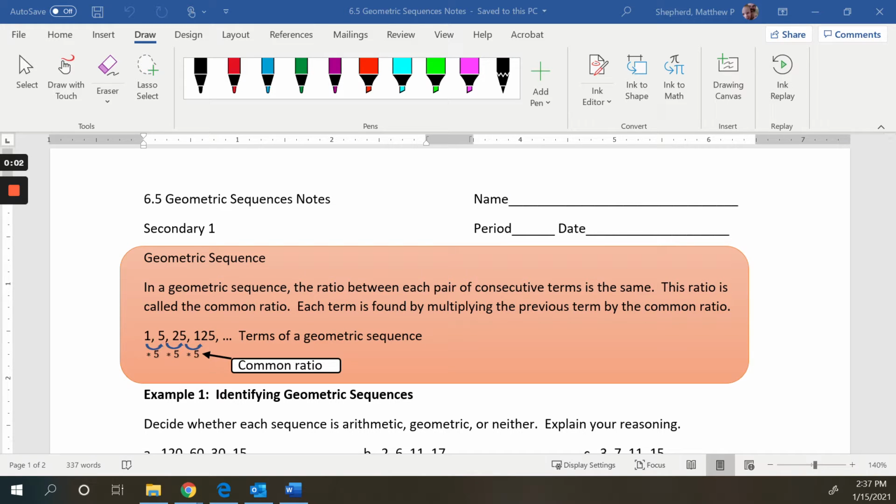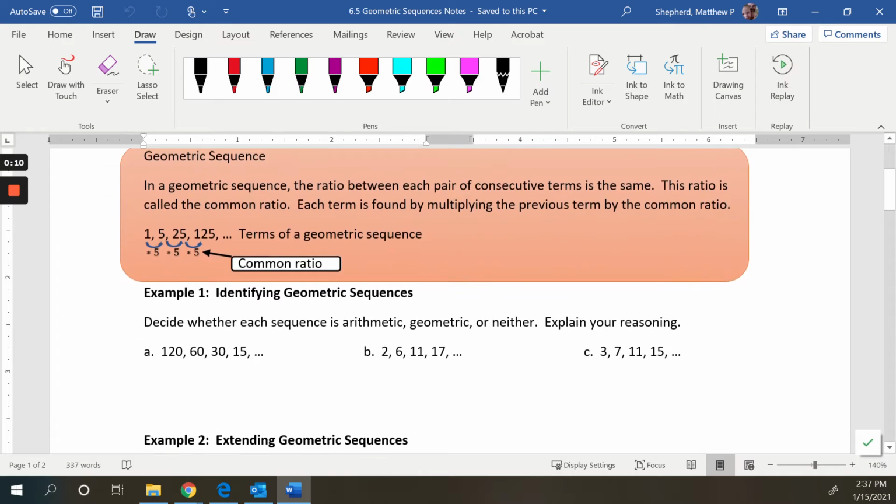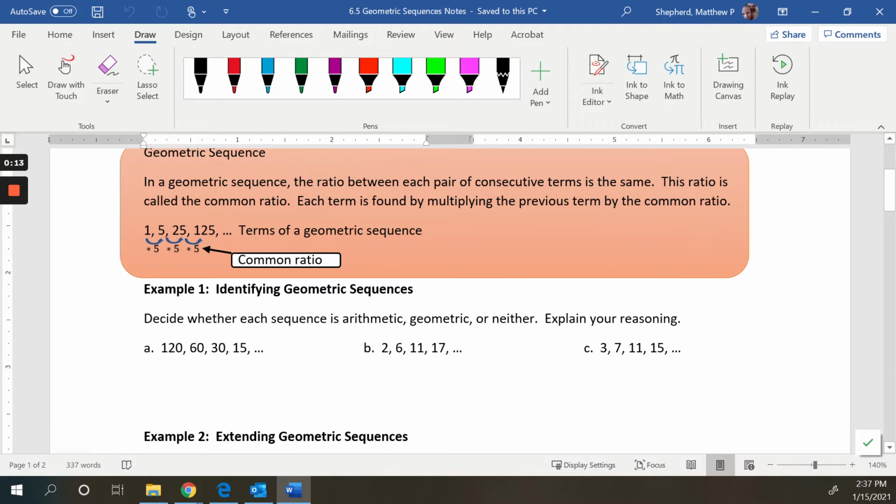Welcome back, students. Today we're going to be talking about geometric sequences. In a geometric sequence, the ratio between each pair of consecutive terms is always the same. Now, what that means is this ratio between the terms is always the same.